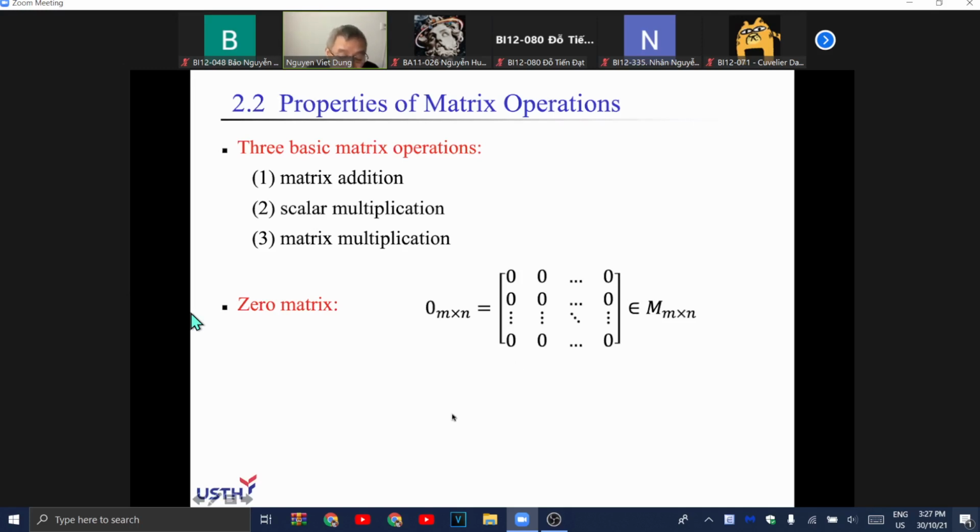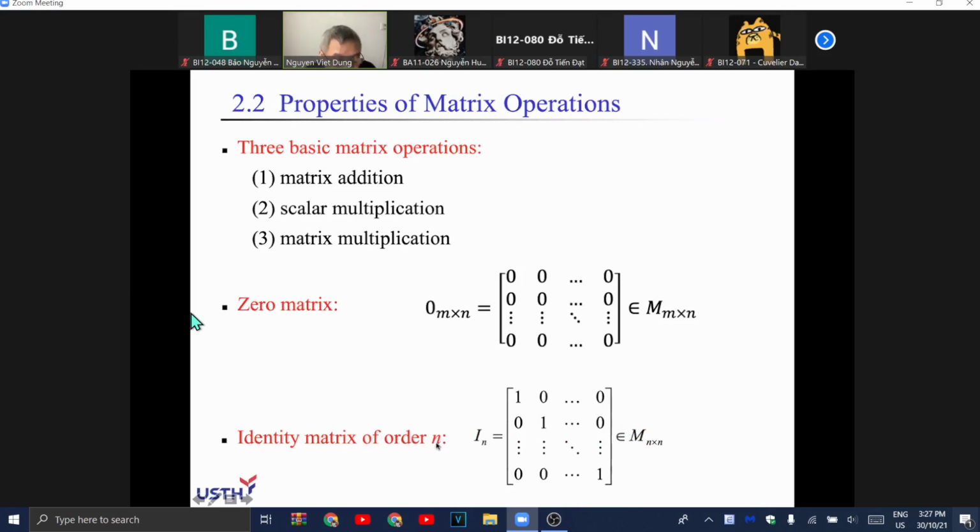The next one is the identity matrix of order n. That is a square matrix. Square, you know already. Every entry except the diagonal is 0, and the identity matrix requires that the entries lying on the main diagonal are 1. So they are very special here.